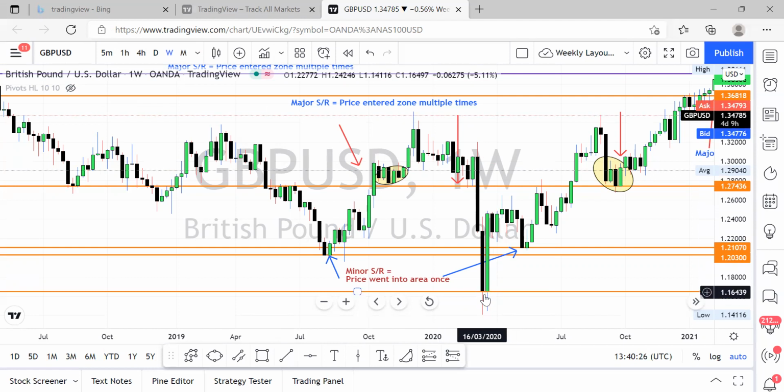So this is now a minor support because it's the first time entering the zone. Price now goes further up, does a bit of retracement, enters this zone for the first time again, minor. Now it hits the same zone again. If we look around up here, quite a few times it entered. So this was probably the first time. If you look back here, this was also another time. So it goes from a minor for the first time to a major with more areas of contact. So there's a lot of buying pressure, a lot of selling pressure within these zones.